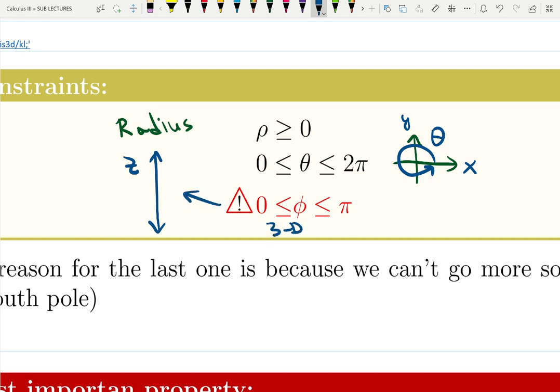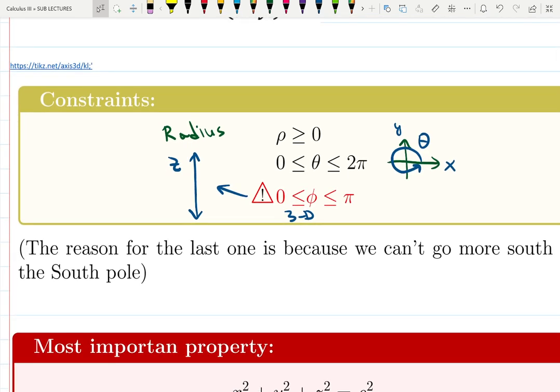So it will only be from 0 to pi. One of the reasoning you can think of, you cannot go more south than the south pole. South pole is at the floor, so you can only go this flat part. That's it. And this requirement makes the whole rotation perfectly enough, not overdoing it.